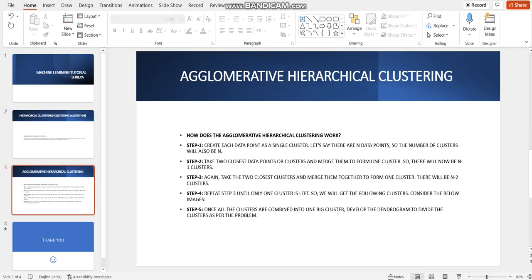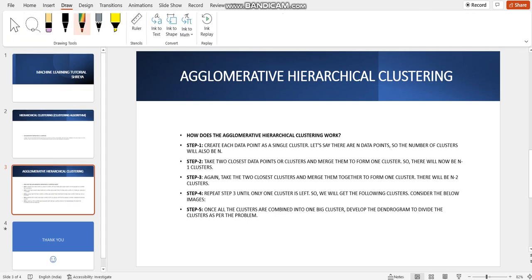Now moving forward with how agglomerative hierarchical clustering works. There are a total of 5 steps. The first one is to treat each data point as a single cluster. Let's say there are n data points, so the number of clusters will also be n. You need to remember that if at the start we have n data points, the number of clusters at the start will also be n.